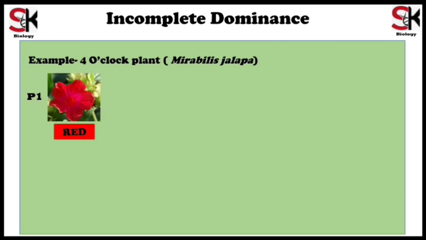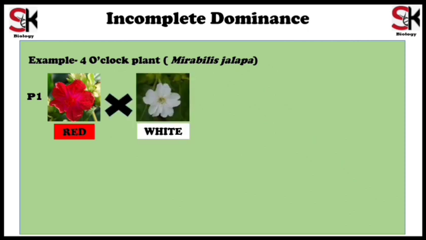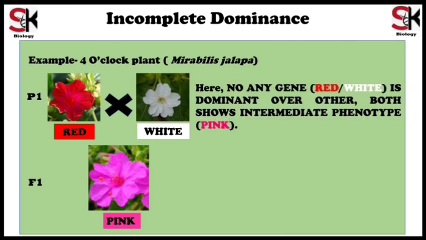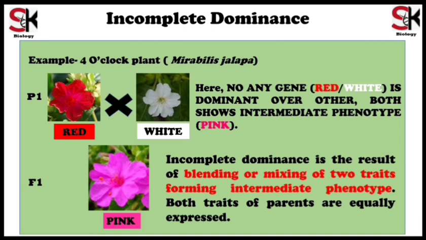If a parent plant with a red flower is hybridized with another parent having a white flower, it produces an F1 generation plant with a pink flower. This suggests that here no gene or allele for the red or white color is dominant over the other color. Both alleles are expressed equally and produce an intermediate phenotype, that is a pink flower. So incomplete dominance is the result of mixing of two traits forming an intermediate phenotype. This trait is different from that of the Mendelian inheritance pattern.